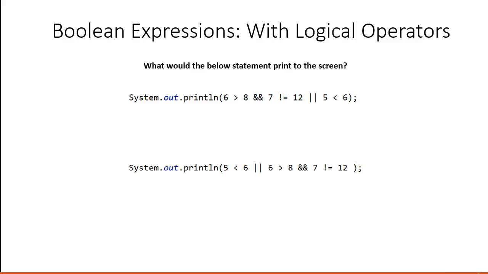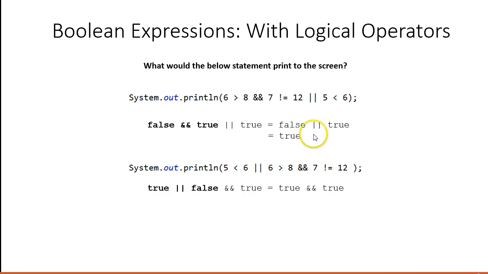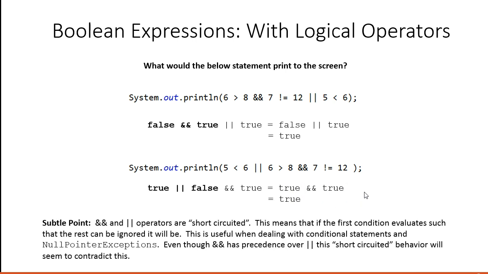So what would the below statements print here? Well, this inside would evaluate this Boolean expression, and for now we're just going to evaluate them from left to right. If for some reason I wanted this to be evaluated first, I could put an extra set of brackets there. So this is going to be false and true or true. False and true evaluates to false. False or true becomes true. This one's going to be true or false and true. Evaluate the first two: true and true.